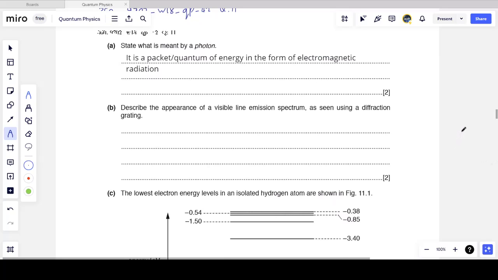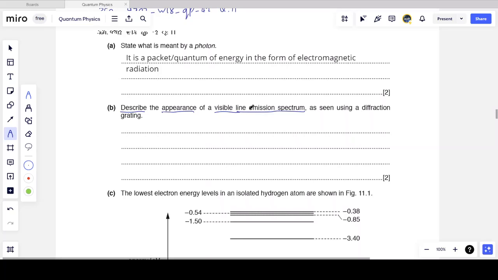Next, we are told to describe the appearance of a visible line emission spectrum as seen using a diffraction grating. So I need to read this question. I'm asked to describe something. That's my question word. But I'm asked specifically to describe the appearance of a line emission spectrum, specifically visible, things that I can see. So visible, I should underline the word visible as well. So I'm not asked how the line emission spectrum occurs. I'm not asked to explain energy levels, etc.